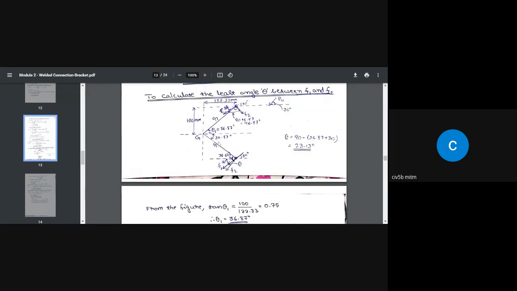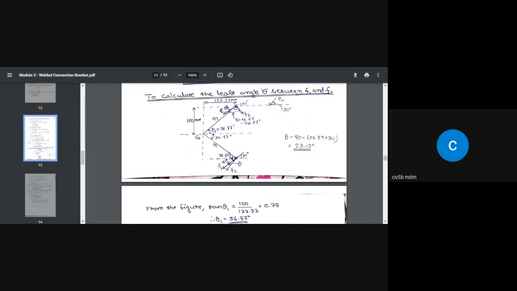That means if this is 36.87, this is parallel to this, and this is the line cutting these two lines. So this angle is equal to this angle because they are alternate angles. Is it clear to you? These are alternate angles, so this is 36.87. If you look here, F1 is 30 degrees with respect to the horizontal. Therefore, the angle between this line and F1 is going to be 36.87 minus 30, which is 6.87.